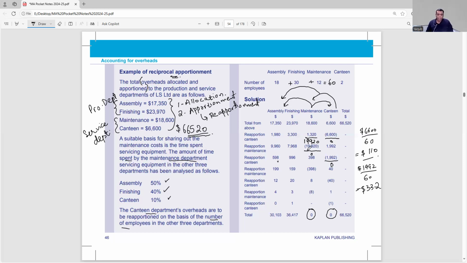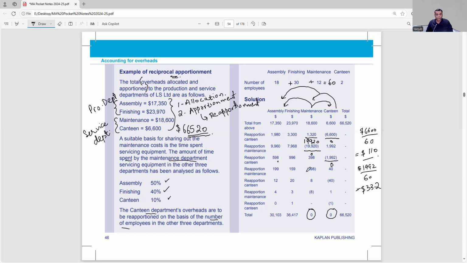Reapportionment of canteen. And once again, you can see that cost of maintenance arises. Although previous cost of maintenance was 19,920, now it has reduced significantly to the level of 398, but still it exists. So the process of reapportionment will arise once again. And 398 is divided among three departments, assembly, finishing, and canteen, by using these percentages. So 398 is multiplied by 50%, we will get this 199. It is multiplied by 40%, we will get this 159. And it is multiplied by 10% for canteen, so your answer will be 39.8. We can round it to 40.